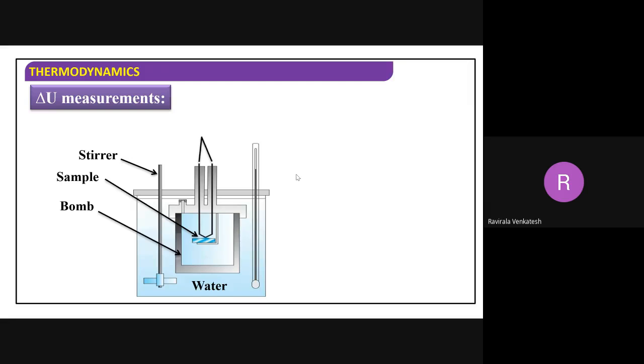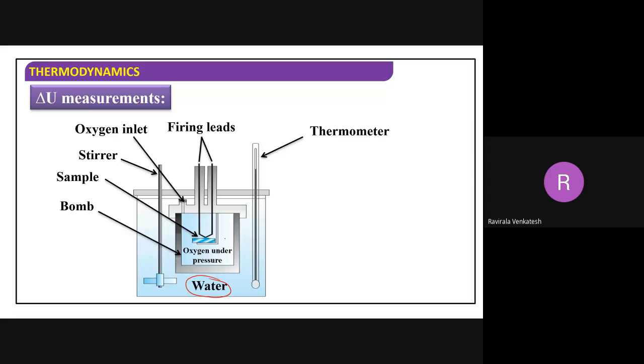Okay, the diagram of the bomb calorimeter, isn't it? Various apparatus are used in this case. I have taken water inside. I put the bomb in this case along with a sample. Whatever the sample is, it may be food or anything, you can place it over here. For agitation, a stirrer is used for stirring, and for putting in pressure, oxygen is used.